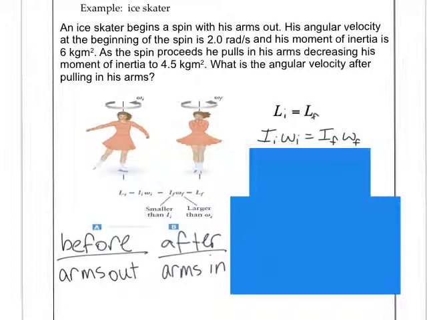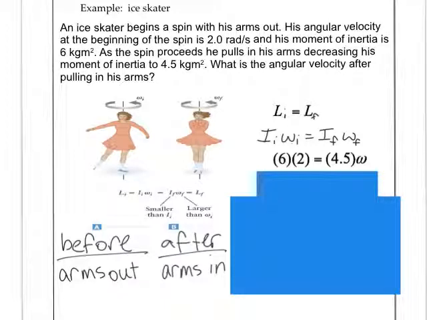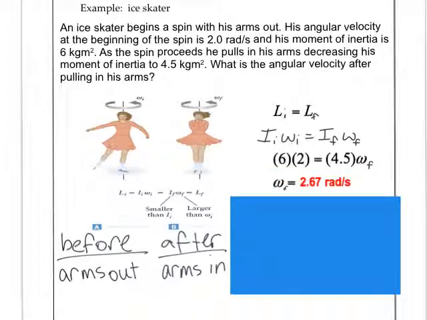At this point, we can plug our numbers in. So remember, we started out with a moment of inertia of 6 and an angular spinning velocity of 2, and then decreased our moment of inertia to 4.5, and now we're solving for the final angular velocity. You should come up with an answer of about 2.67, and that would be radians per second. So if we look at the original angular velocity compared to the final angular velocity, notice how it got bigger.